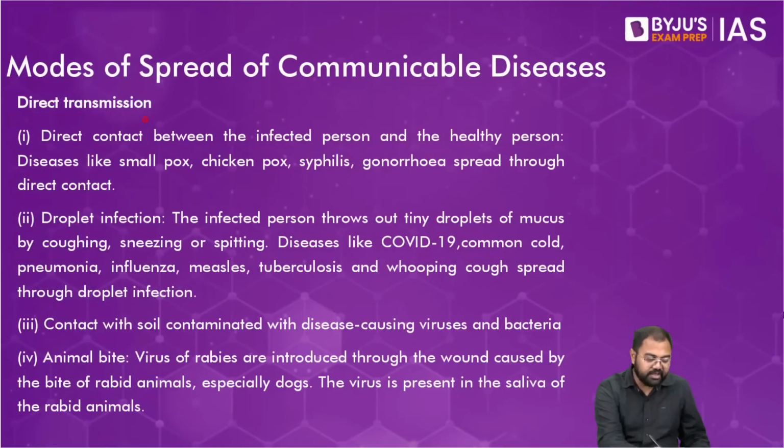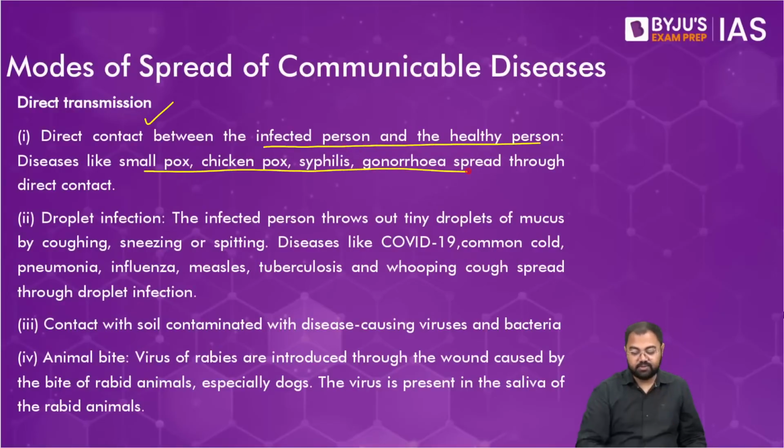Communicable diseases can have either direct or indirect transmission. Direct transmission is when you're directly getting in contact with the disease, for example, direct contact between an infected person and a healthy person. Smallpox, chickenpox, syphilis, all these are examples of direct contact based diseases. Even when you come in direct contact with a COVID-19 patient, we know that it's very easy for it to infect another healthy person as well.